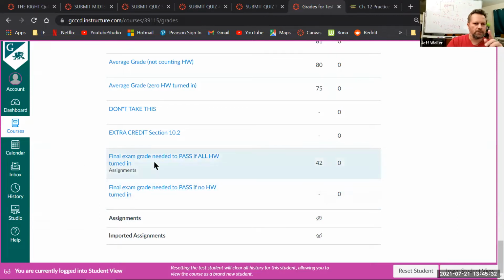If you want to know what you need to get a B minus, add 33 on top of this. So my student, if they turn in all the homework, would add 33 to this, and they would need a 75 to get a B minus. If you want to know what you need for an A minus, guess what? You add another 33 on top of that. Right? Everybody with me so far?